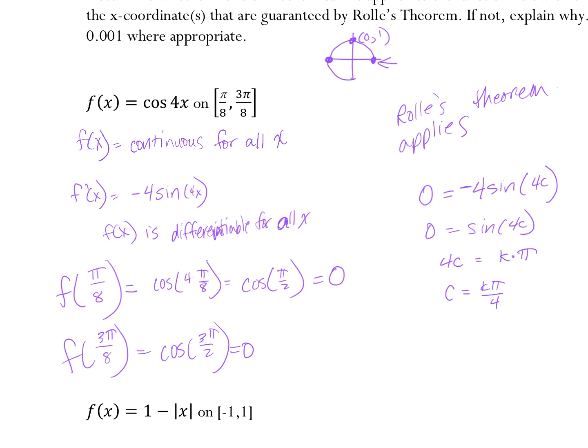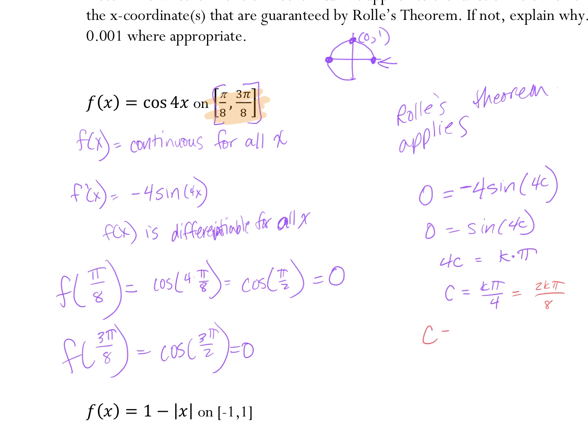So which values, now, does that mean that that's what c is for this problem? No, because in our problem, we're only dealing with the interval between pi over 8 and 3 pi over 8. Does that make sense? Are you guys cool if I change this k pi over 4 into 2k pi over 8? You with me?